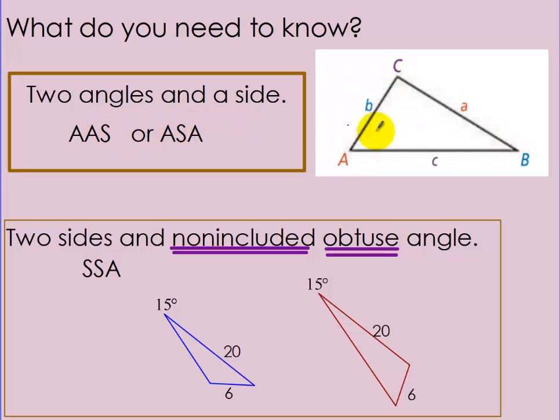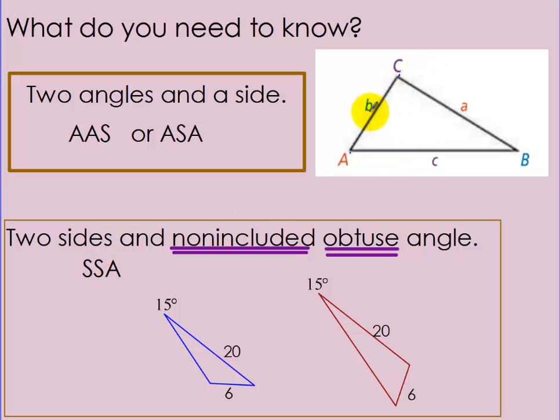And it doesn't matter if it's a side that's outside of those two angles, so angle, angle, side, or if the side is in between the two angles, like if you know A and C and you know b. Either way, it's okay. You just need two angles and a side. Another way it'll work out is if you have two sides and a non-included obtuse angle. So like side, side, angle.